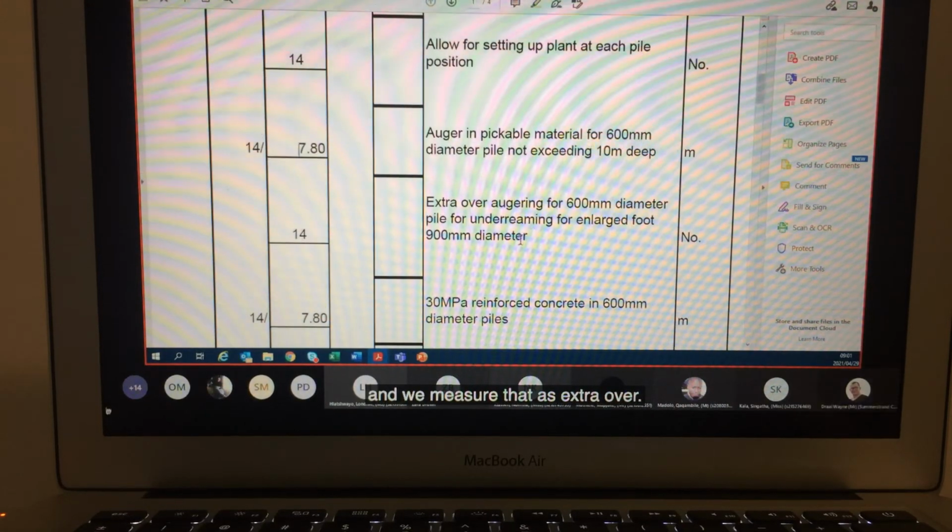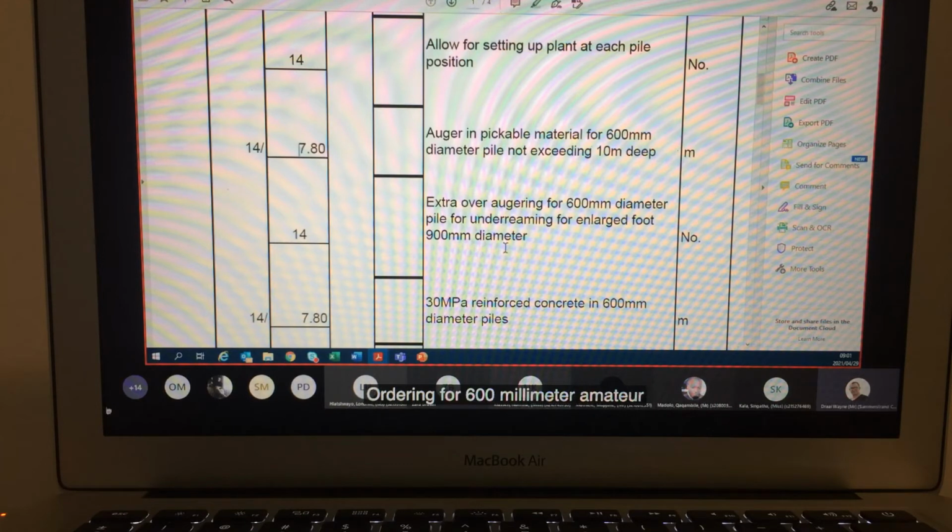So we now need to allow for that section there to be broadened, and we measure that as extra over augering for 600 millimeter diameter pile for the under reaming for the enlarged foot 900 millimeter diameter, and that is measured in number as per clause 12 subsection 21 on page 22. Under reaming for an enlarged foot shall be given as extra over drilling and measured in number. That's according to the standard system.